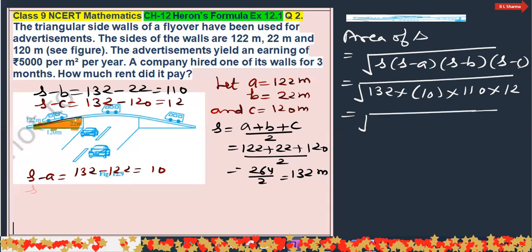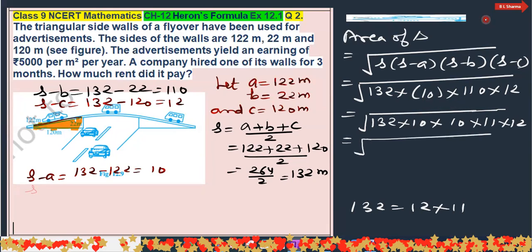Now you find out its square root. देखिए क्या करें इसके अंदर से 132 का फैक्टर करेंगे. देखिए पहले मैं ये 0 0 को आउट कर लेता हूं. ये 0 0 है. We can write here 132 into 10 into 10 into 11 into 12. 132 इसका जो फैक्टर होता है 12 into 11. So here we can write 12 into 11 into 10 into 10 into 11 into 12.